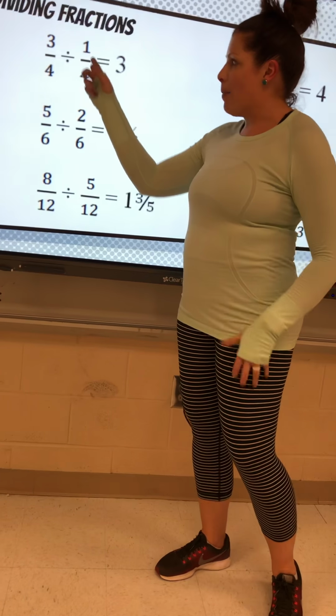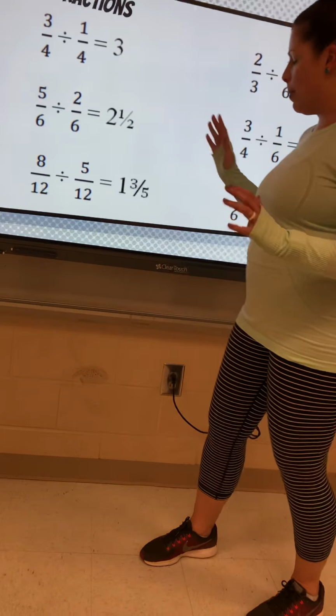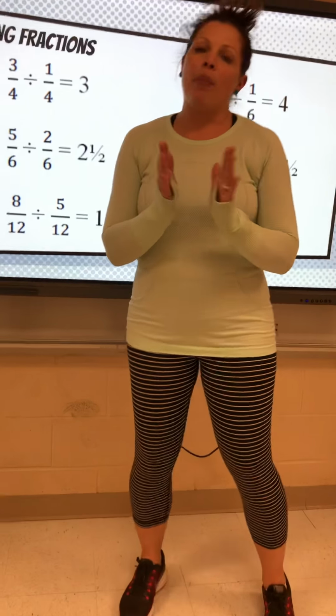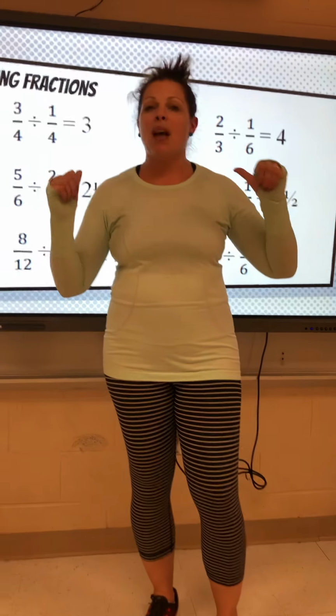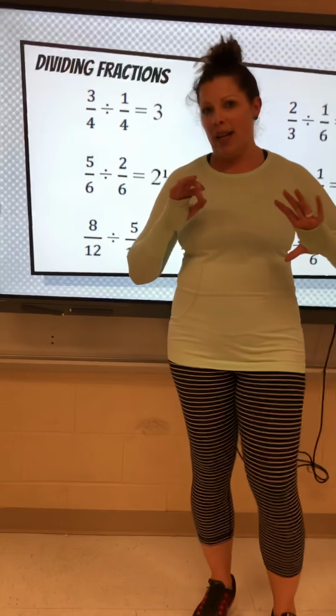We said, how many 1/4 are in 3/4? We said 3. So when I get back tomorrow, we are going to look at all these equations, and we're going to see if we see something in common, if we see kind of a trick.